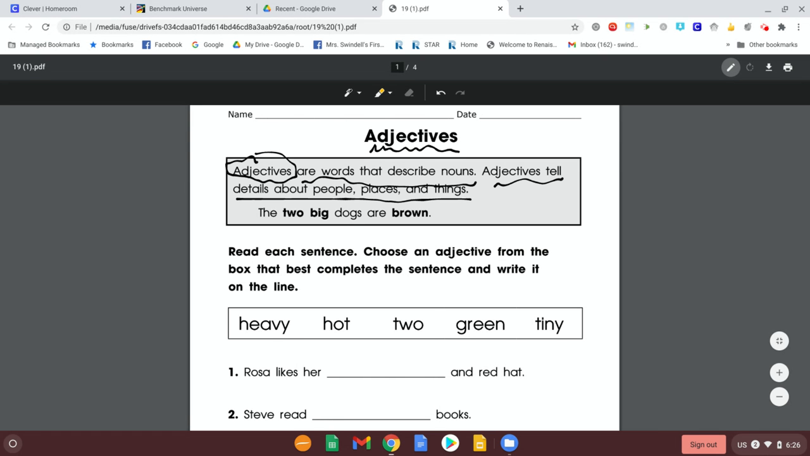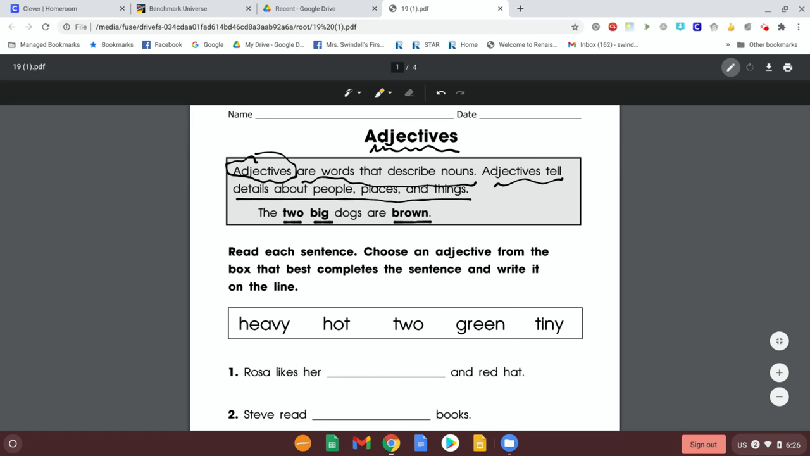Let's look at this sentence. It says, the two big dogs are brown. The word two describes dogs, and big describes dogs, and the word brown describes them. So two, big, and brown are all adjectives because it talks about the dogs and tells details about the dogs.